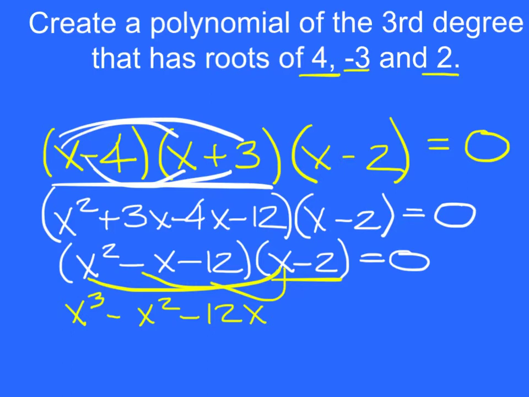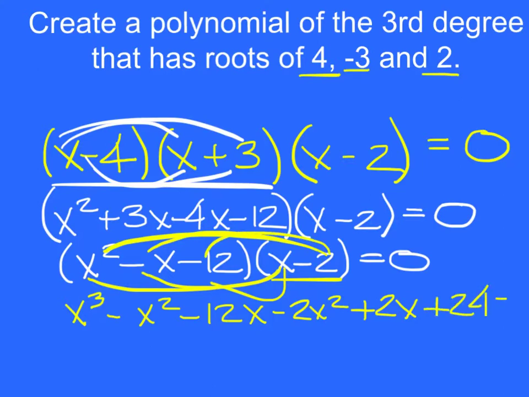Go to the minus 2 now. Minus 2 times x squared is minus 2x squared. Minus 2 times minus x is plus 2x. And minus 2 times minus 12 is plus 24.